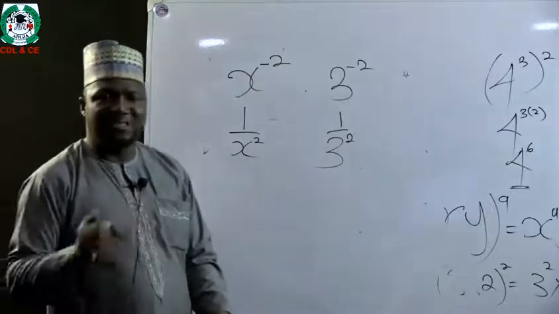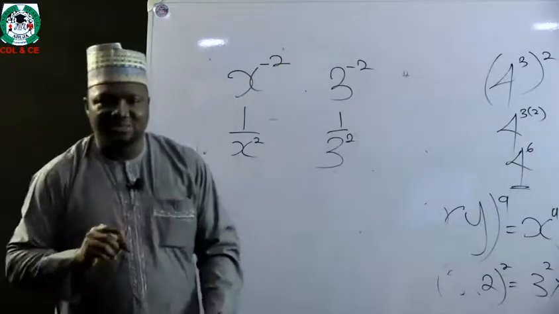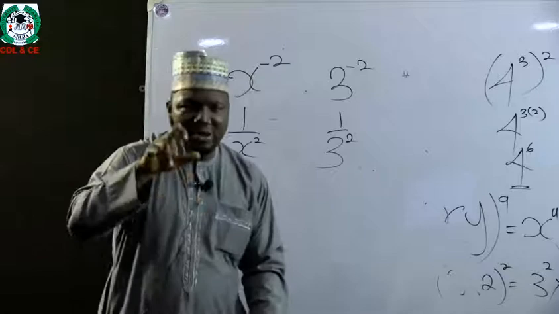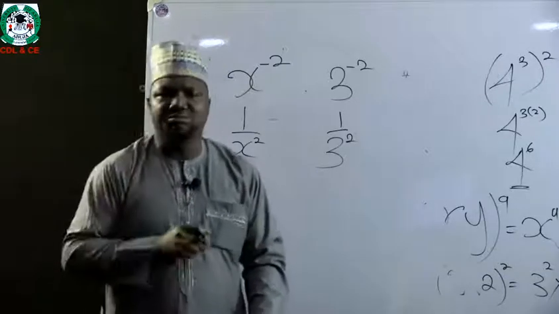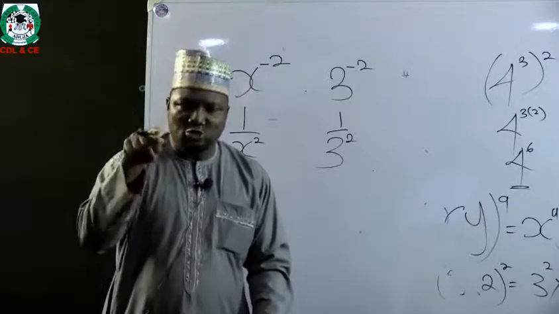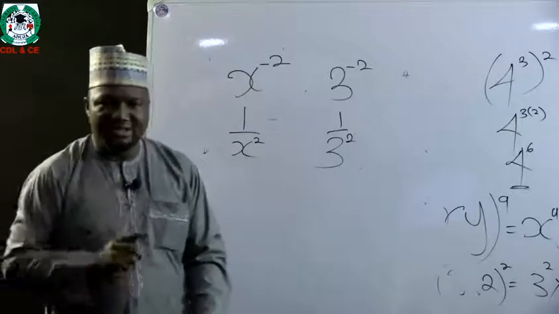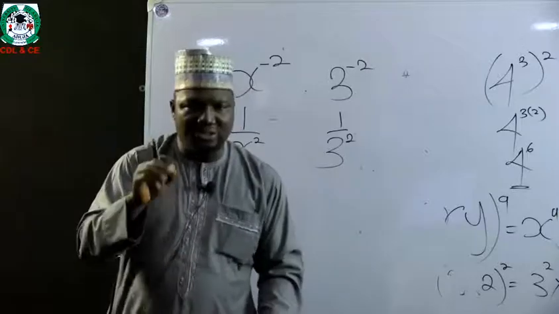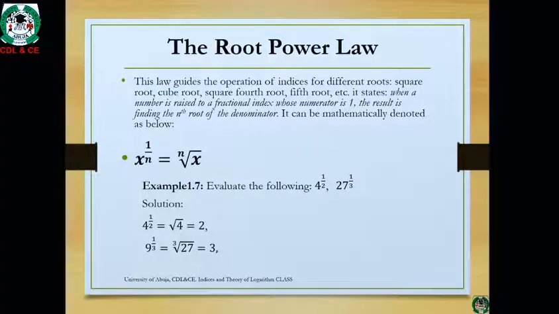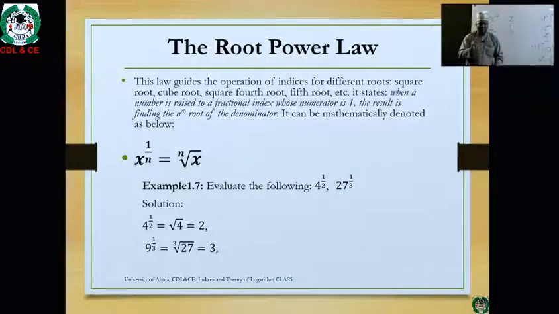The root power law simply states that whenever a base is raised to a power that is a fraction, we find the nth root. That is to say, when a number is raised to a fractional index whose numerator is 1, the result is finding the nth root of the base according to the denominator, and it can be mathematically denoted as illustrated on the board. Let's see what the law states.